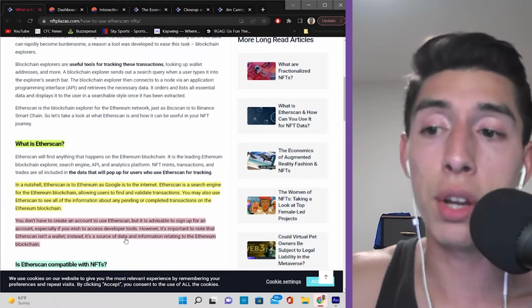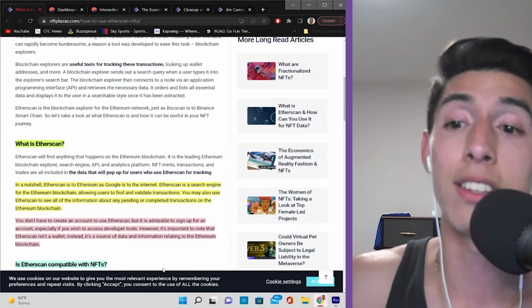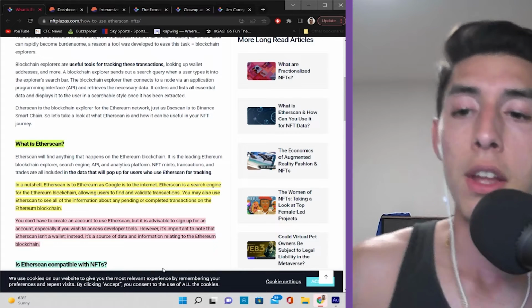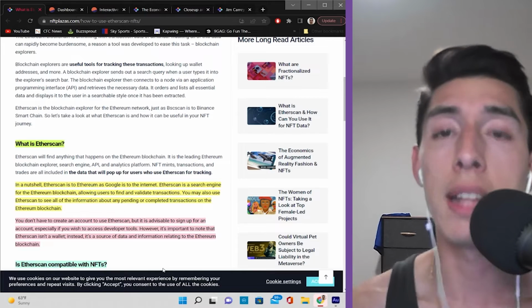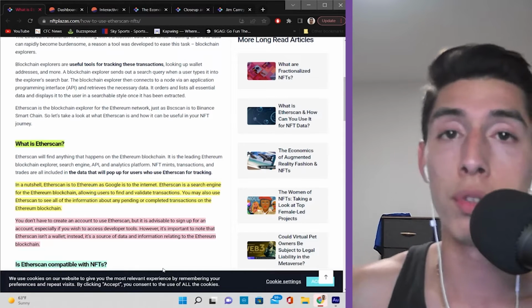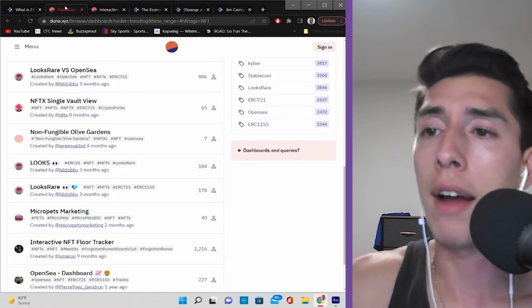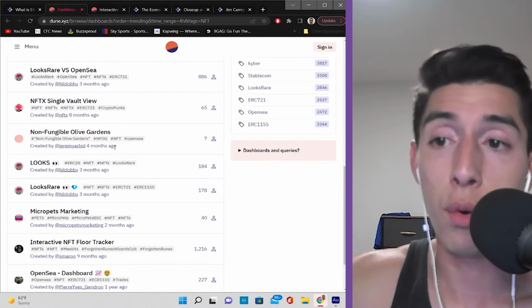However, it is important to note that Etherscan isn't a wallet. Instead, it is a source of data and information relating to the Ethereum blockchain. So, what does this mean exactly? I'm not telling you to make an account, but if you want to access the developer tools, then you have to do so. I don't know if you looked at Dune Analytics, but people have made some cool things, and I'm pretty sure that they used Etherscan for the data set.